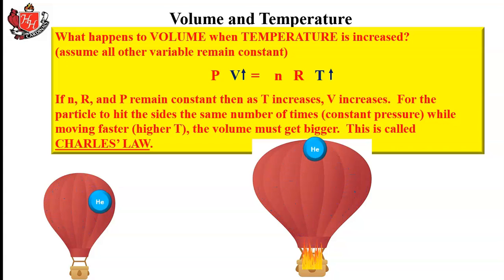So each of these particles is hitting the sides of the container about 2 times per second. If you were to time it, they're both hitting about 2 times per second. But since the one on the right is going faster, in order for it to be hitting the same number of times as the one on the left, the container has to be bigger, the balloon has to be bigger. And therefore, when you increase temperature, if you want to maintain the pressure as being constant, then you have to increase the volume of the balloon. So this is called Charles' law.